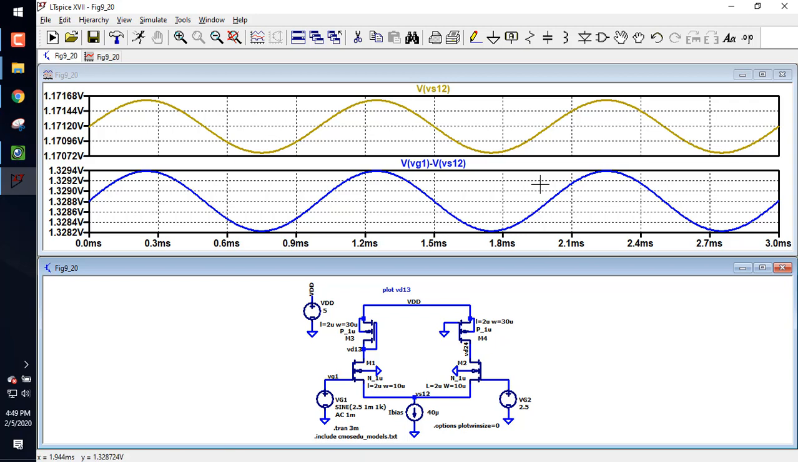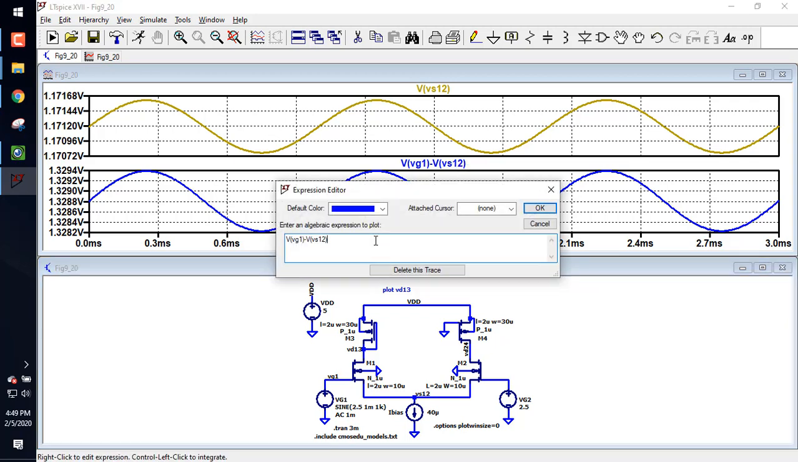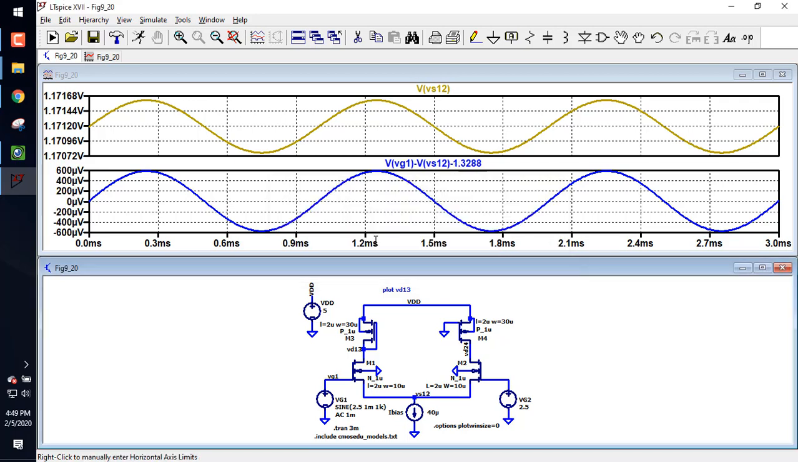So I'm going to go over here and put minus 1.3288. And what was it I calculated the VGS of M1 to be? 0.5 millivolt. But I said it's going to be off a little bit because the transistors aren't perfectly balanced. They have, for example, different VDSs. Okay, so what about the VGS of M2?